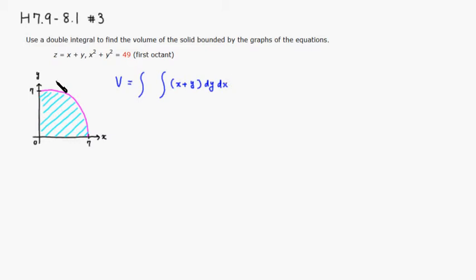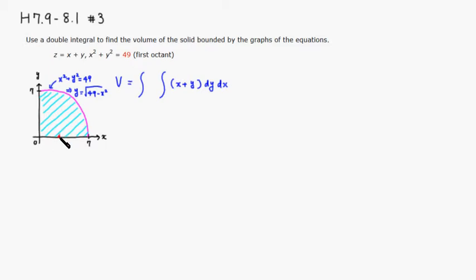So this guy has the equation x squared plus y squared is equal to 49, right? Then if you solve that for y, you can see that y is equal to square root of 49 minus x squared. All right, so let's fix x and say x is here.